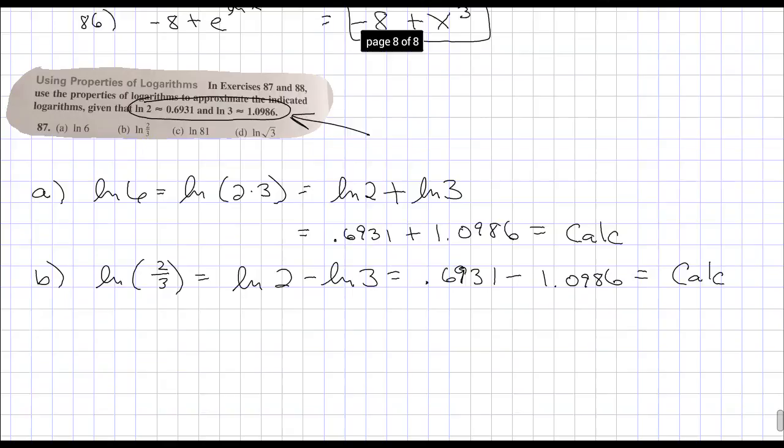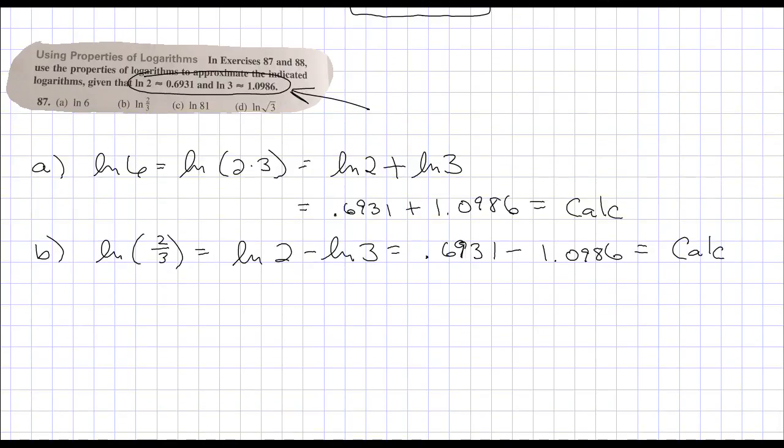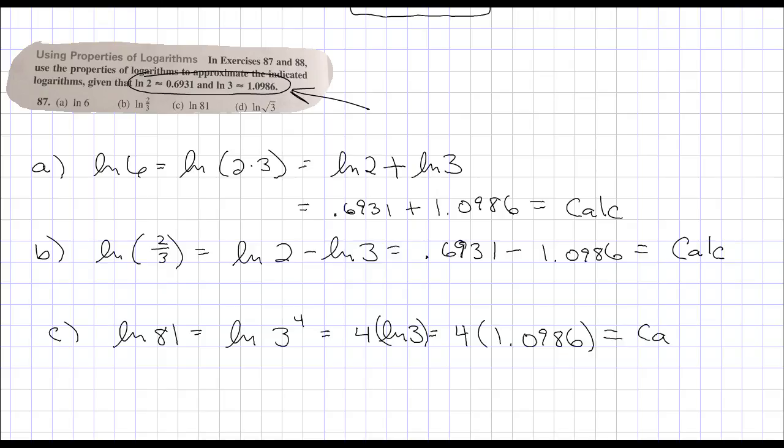So, let's see, part C, ln of 81. Well, they definitely didn't give us that. However, 81 is the same as 3 to the 4th power. And there's another property of logs where you can bring the power, or the entire exponent, out front. So I can say 4 natural log of 3, which means 4 times what they told you the natural log of 3 is, 1.0986, and whatever you get on the calculator.